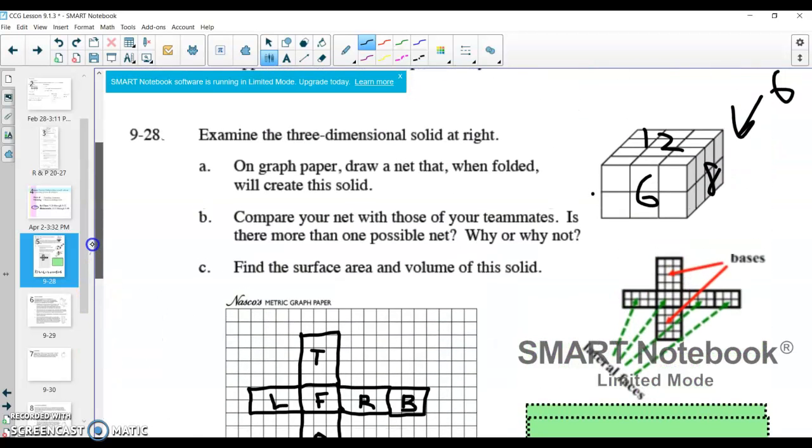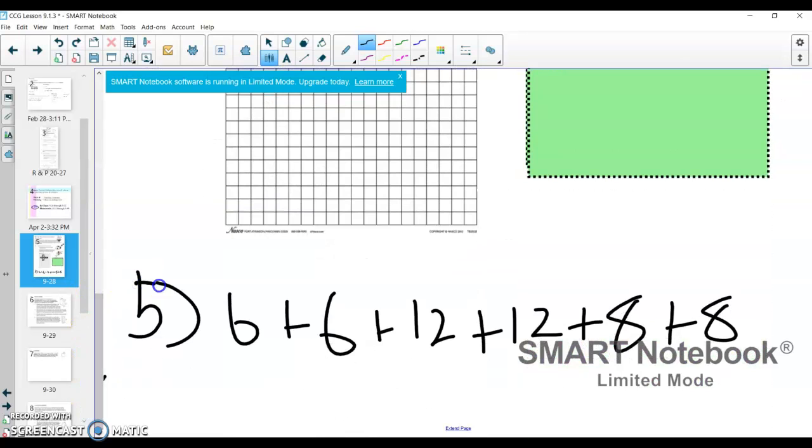Is this for part B or C? This is for part C. Sorry, it's for part C.